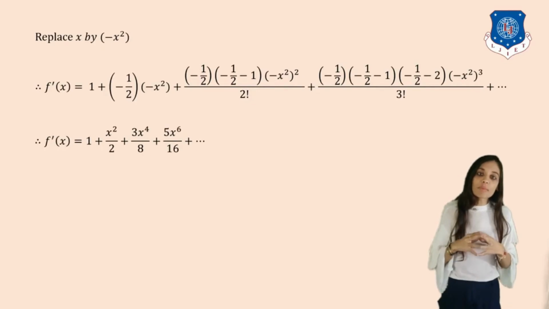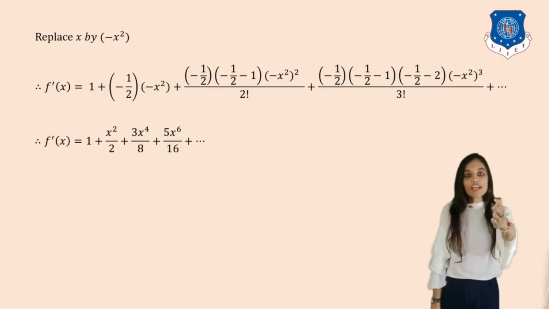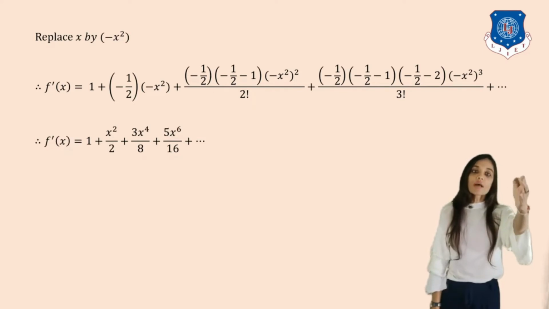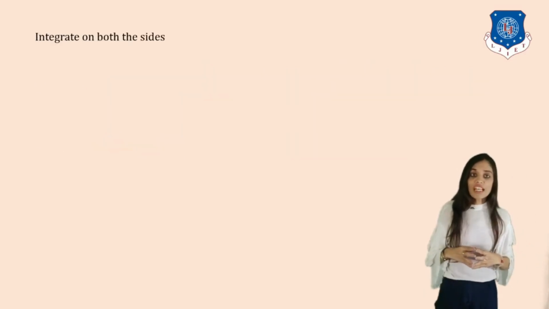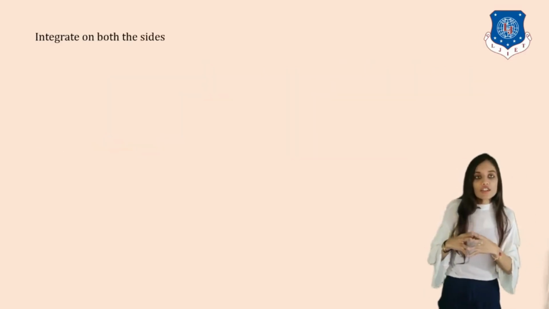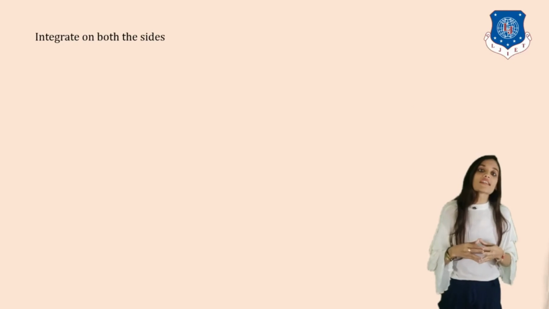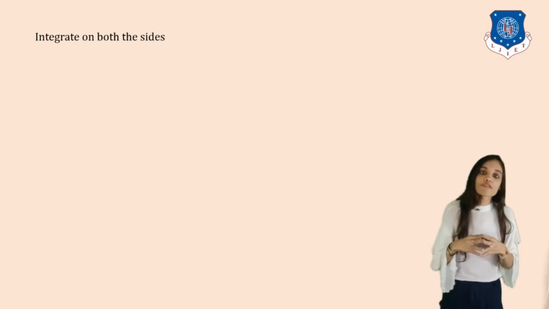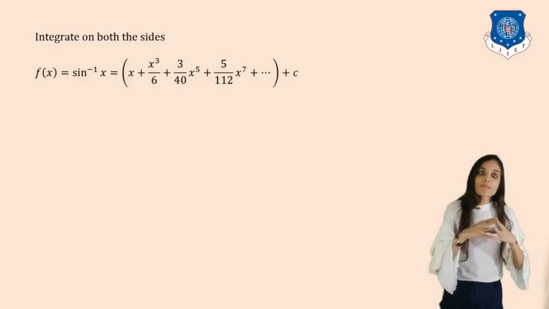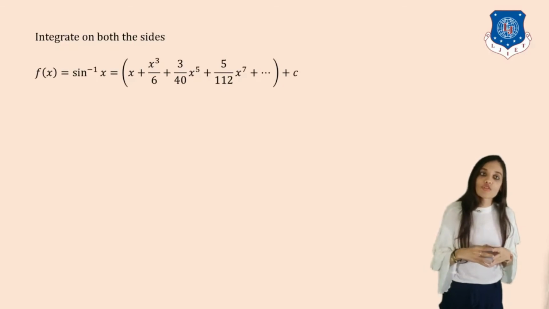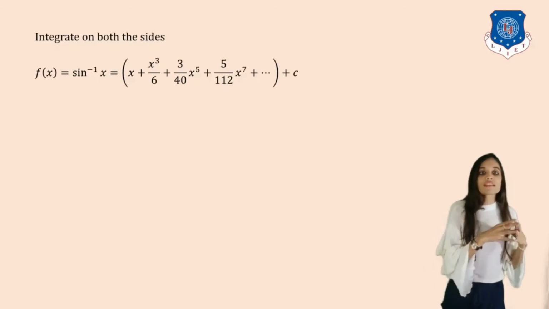Finally, simplifying, we will get f dash of x equal to 1 plus x square upon 2 plus 3 upon 8 x to the 4 plus and so on. Now we will integrate this on both sides to get f of x. So our f of x, that is sin inverse x, is equal to x plus x cube by 6 plus 3 upon 40 x raised to 5 and so on, plus c.